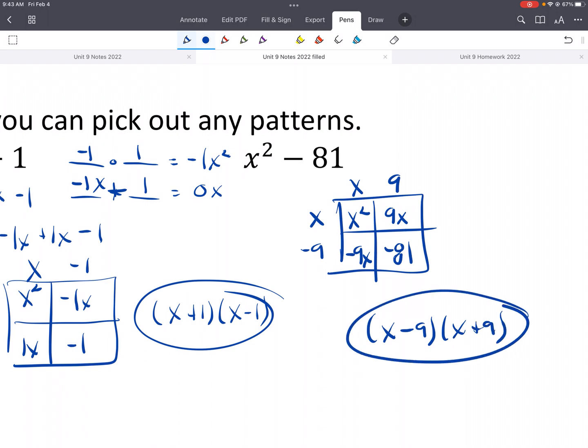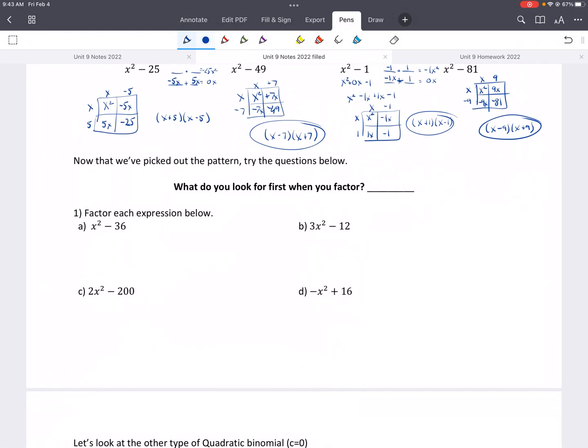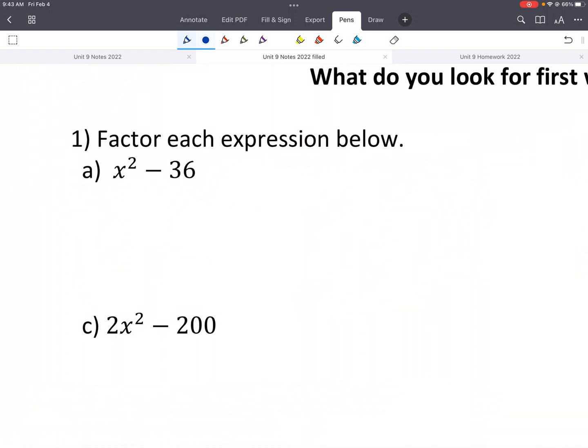Okay, so that's that. If you ever run into something like that, there will still be some that you might need to take out the greatest common factor first. So what do you look for first when you factor? Greatest common factor. So example A, there's not a greatest common factor, okay? So here we can do our box, x squared and negative 36. Again, to make the middle term be gone, you got to do the same number but opposite sign. So like negative 6 and positive 6. So x and 6 and x and negative 6.